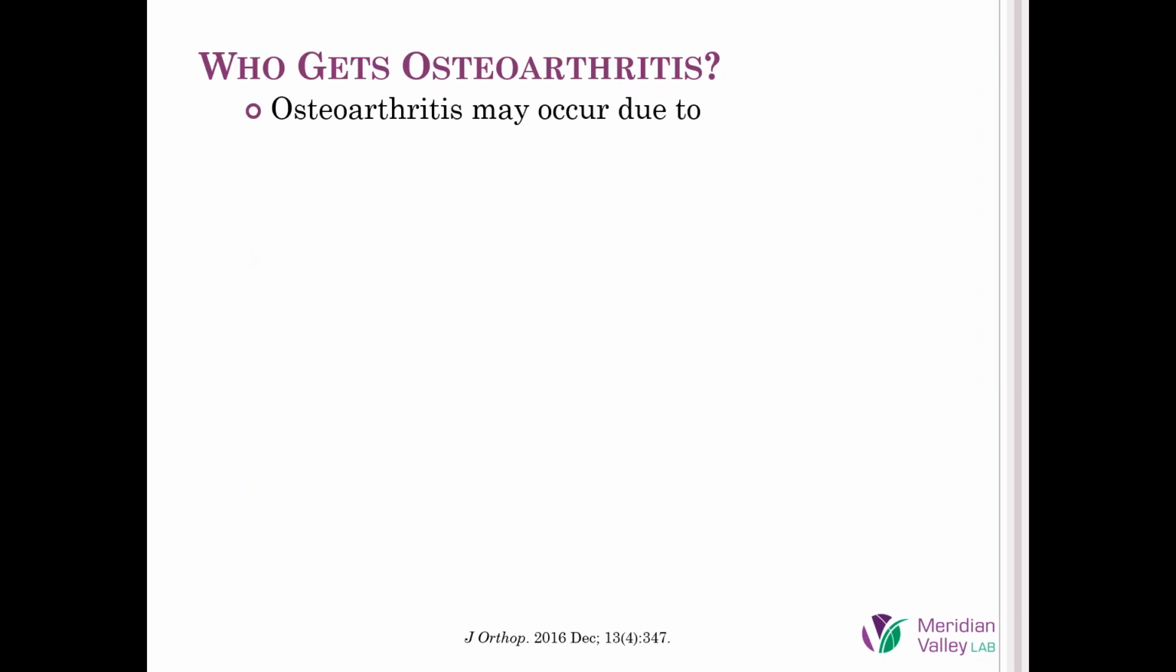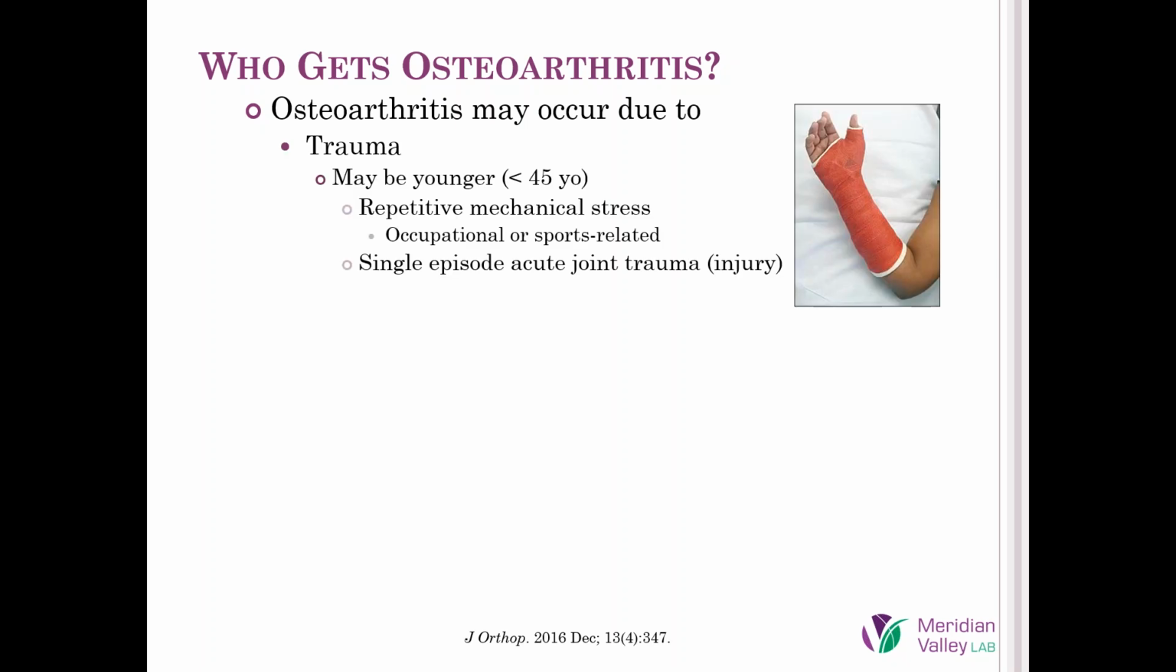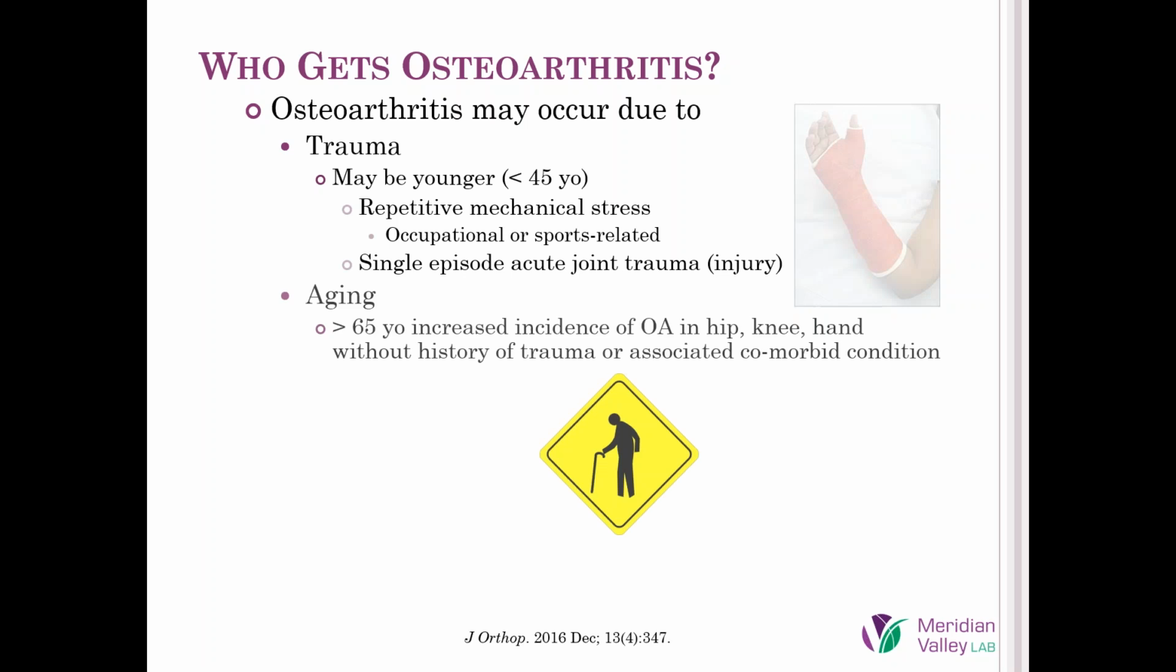So a bunch of different people can get osteoarthritis for different reasons. First reason is trauma. This can happen in younger patients, and it can happen due to repetitive stress, occupational stress or sports-related repetitive injury, or it can just be a single episode of acute joint trauma. Aging is another reason for osteoarthritis. After 65 years old, there's an increased incidence without any trauma or any comorbid conditions.